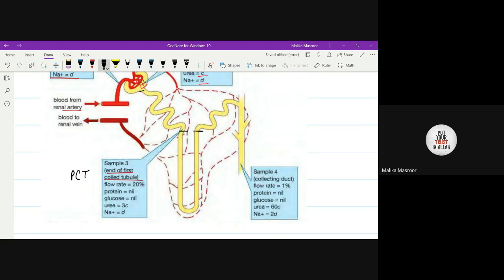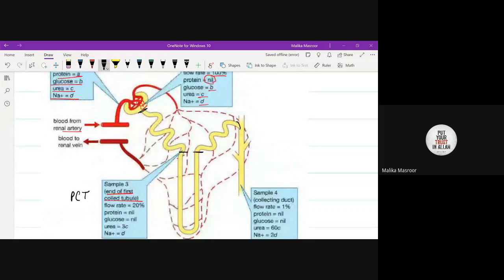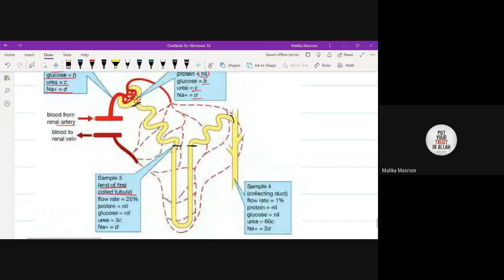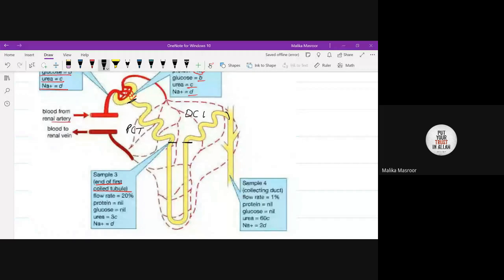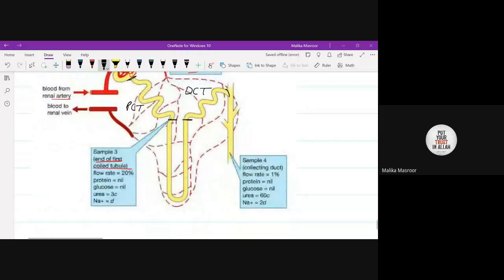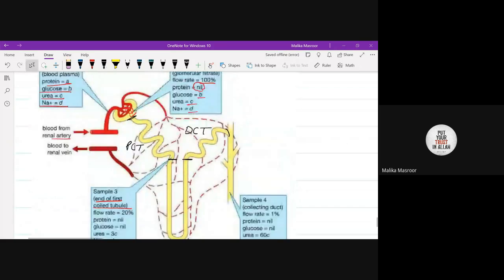From here till here is your PCT. This is your loop of Henle, descending arm or descending limb. This is the base, the ascending limb of the loop of Henle, and then you have your DCT from this part till this part. This is PCT. This is DCT. This is loop of Henle. And this is your collecting duct.